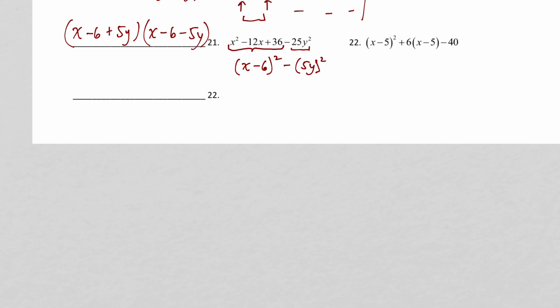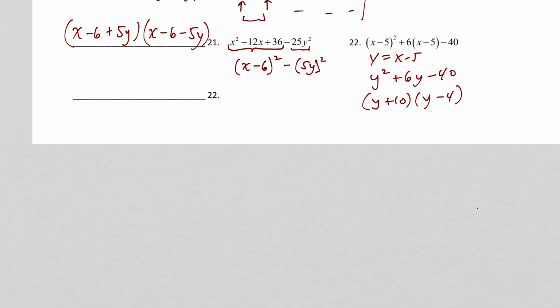Here we have a recurring element, so I can use substitution to make this look a little simpler. Let's say, not x, because we're using x, but y is equal to x minus 5. And what that means now is we have y squared plus 6y minus 40. And we can factor this as y plus 10 times y minus 4.